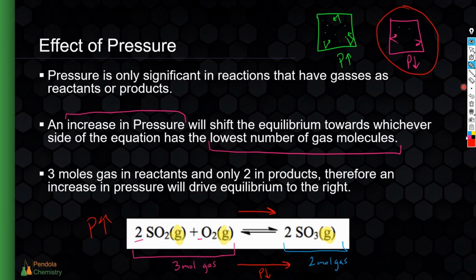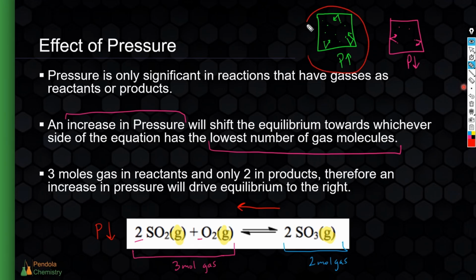On the other hand, if we did the exact opposite, if we decrease the pressure on the exact same equilibrium, the equilibrium will actually shift to the left. Why? How do we counteract a decrease in pressure? We counteract a decrease in pressure by increasing the number of gas particles to create more pressure. As we go from 2 moles of a gas in the products to 3 moles of a gas in the reactants, we increase the pressure by creating more gas particles, counteracting that initial decrease in pressure.